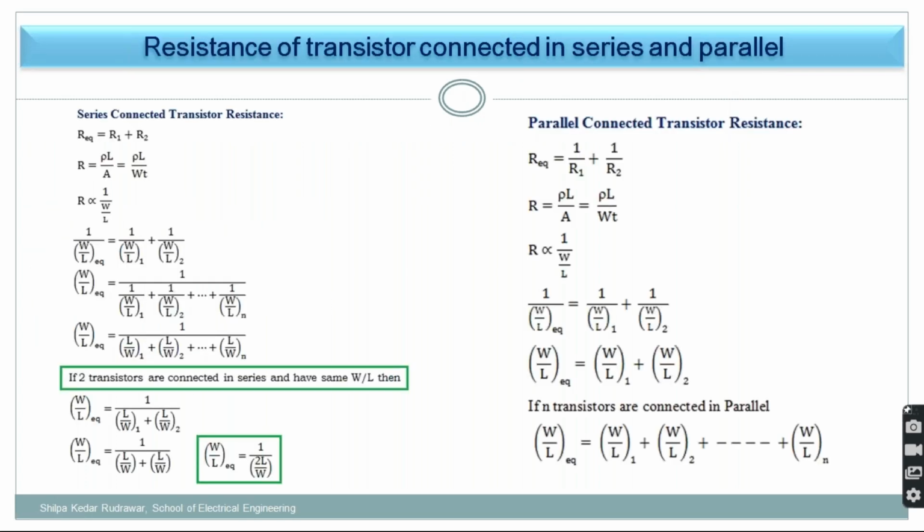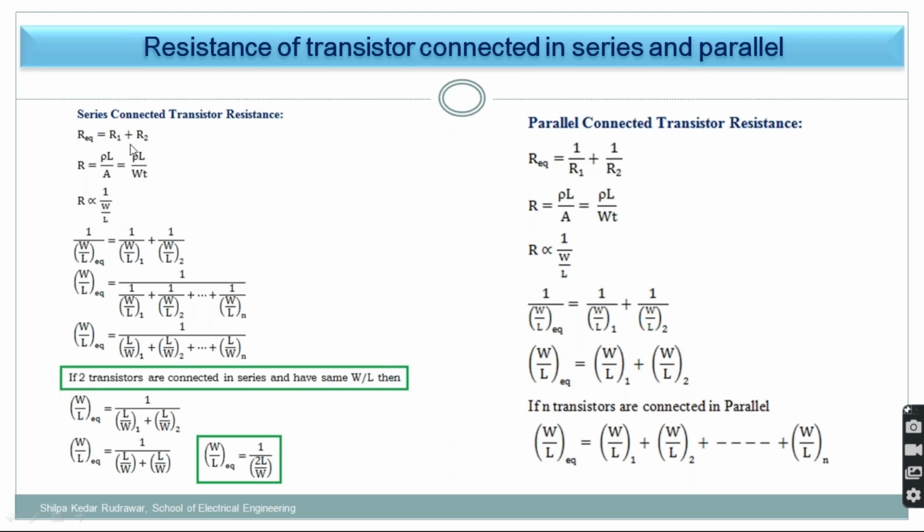Now, I'm not going into detail on this. Just go through it. I just want to tell you, if two transistors are in series or in parallel, what will be the equivalent resistance? Because this point is required to understand transistor sizing. But I'm not going into detail. Just remember that the equivalent resistance for series connected transistors is R1 plus R2. As you know, rho L by A, where L is the length, and area is width into thickness, where T is the thickness. It is directly proportional to 1 upon W by L.